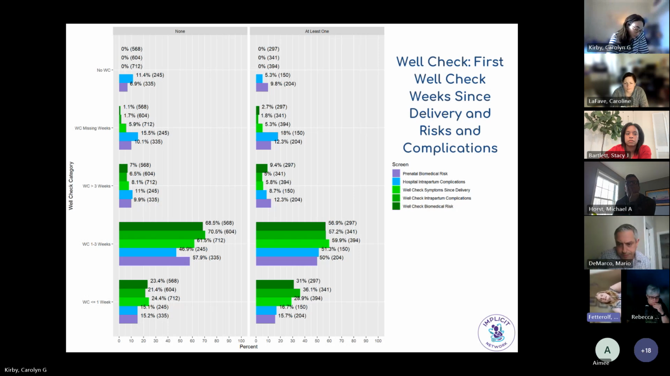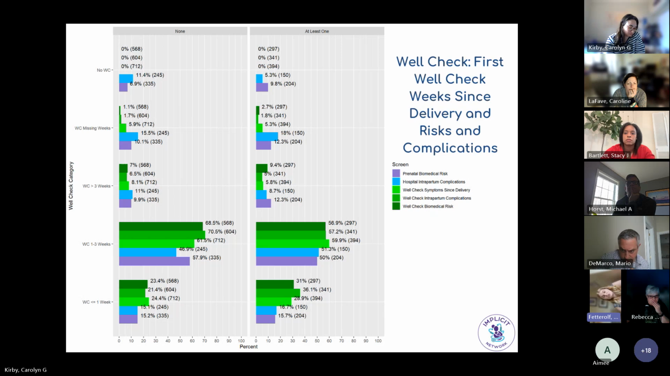So this table is basically condensing our biomedical risk, intrapartum complications, and symptoms since delivery screenings into whether there was at least one positive risk factor screened or none, and then looking at this by the early postpartum visit. The colors correspond to what the risk screening was. Purple is the prenatal biomedical risk screening, blue hospital intrapartum complications, and so on.